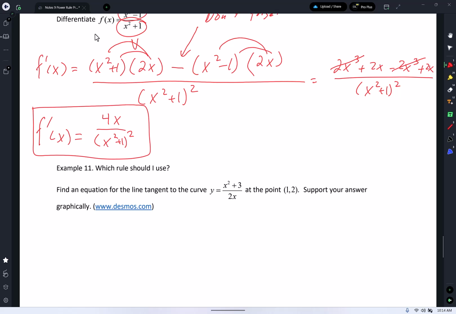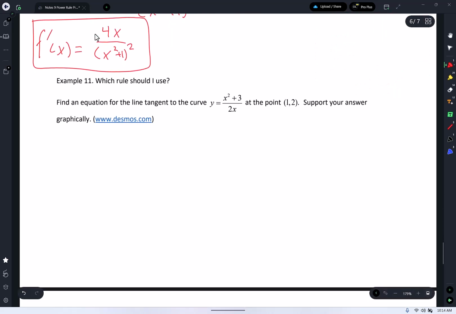Do you want to use the quotient rule or do you want to use the power rule? We can use the power rule. It doesn't matter. You'll get the same answer. Example 11. It's a quotient. You can use the quotient rule, but you could also use the power rule if you do some algebra.